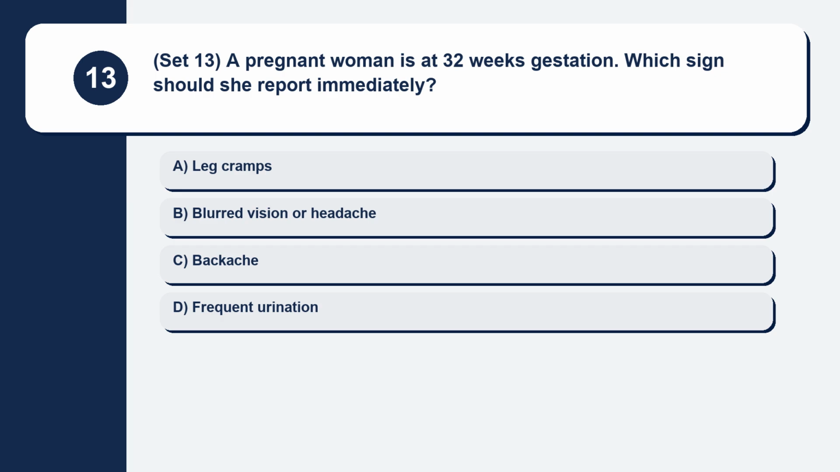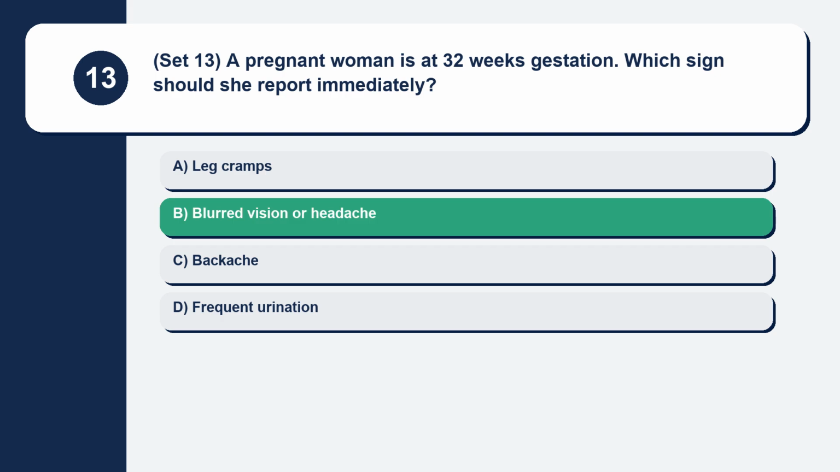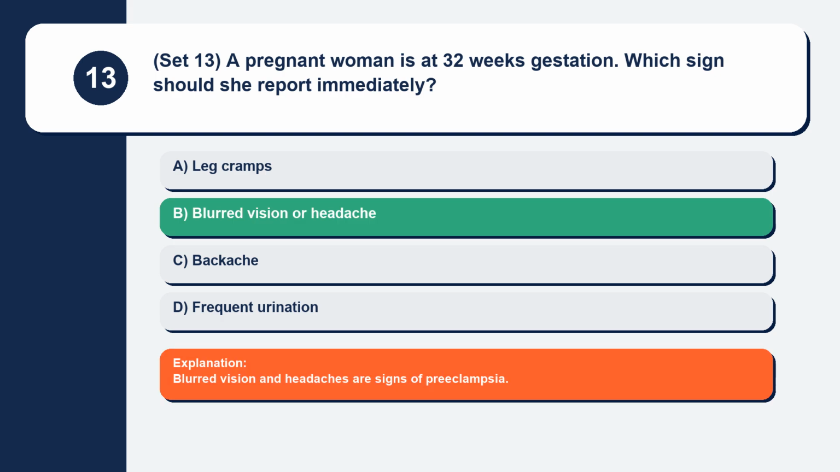Question 13. Set 13, a pregnant woman is at 32 weeks gestation. Which sign should she report immediately? Leg cramps, blurred vision or headache, backache, frequent urination. Blurred vision and headaches are signs of preeclampsia.